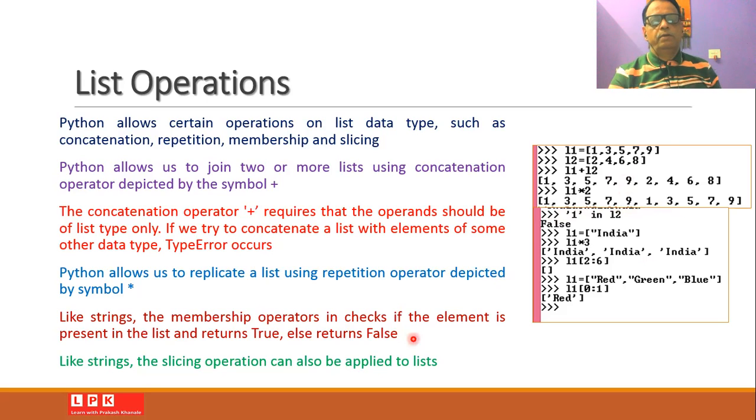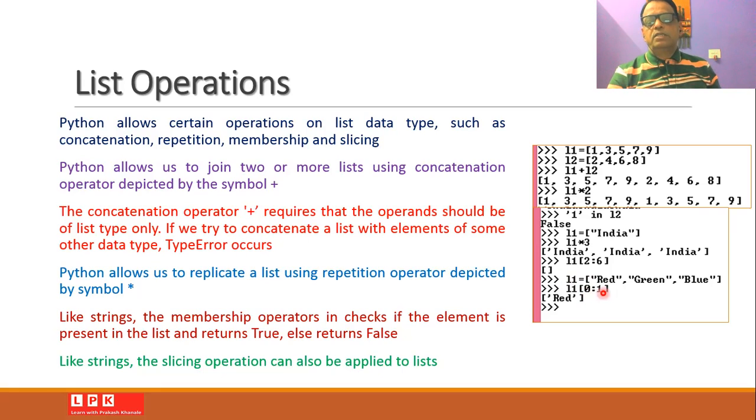The membership operator in will check if the element is present in the list, and then it will return true. Otherwise, it will return false. So for example, if I write 1 in L2, then I will get the result as false. If L1 is equal to India, and if I write L1 star 3, then I will get the string India thrice: India, India, India. If I write L1 2 to 6, then you will find that I will get an empty list.